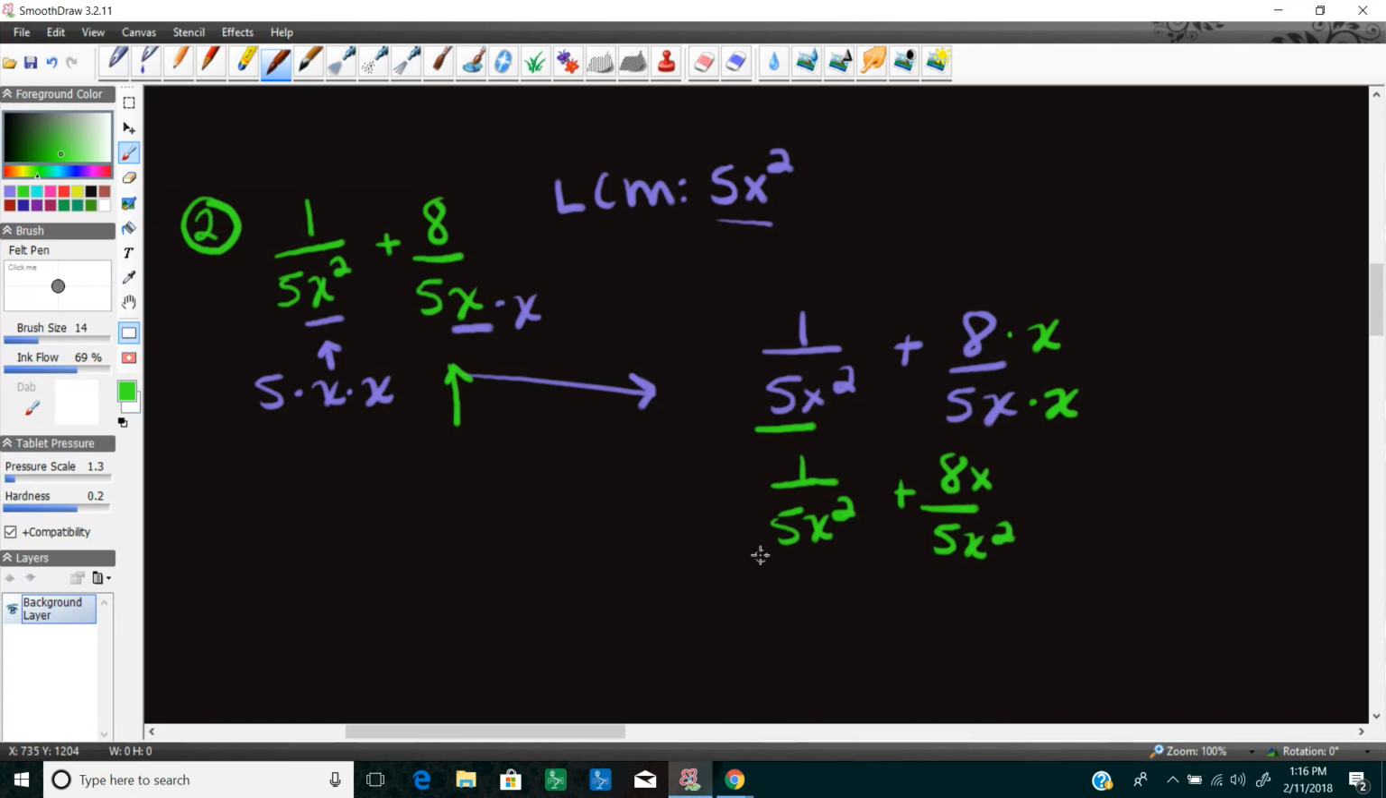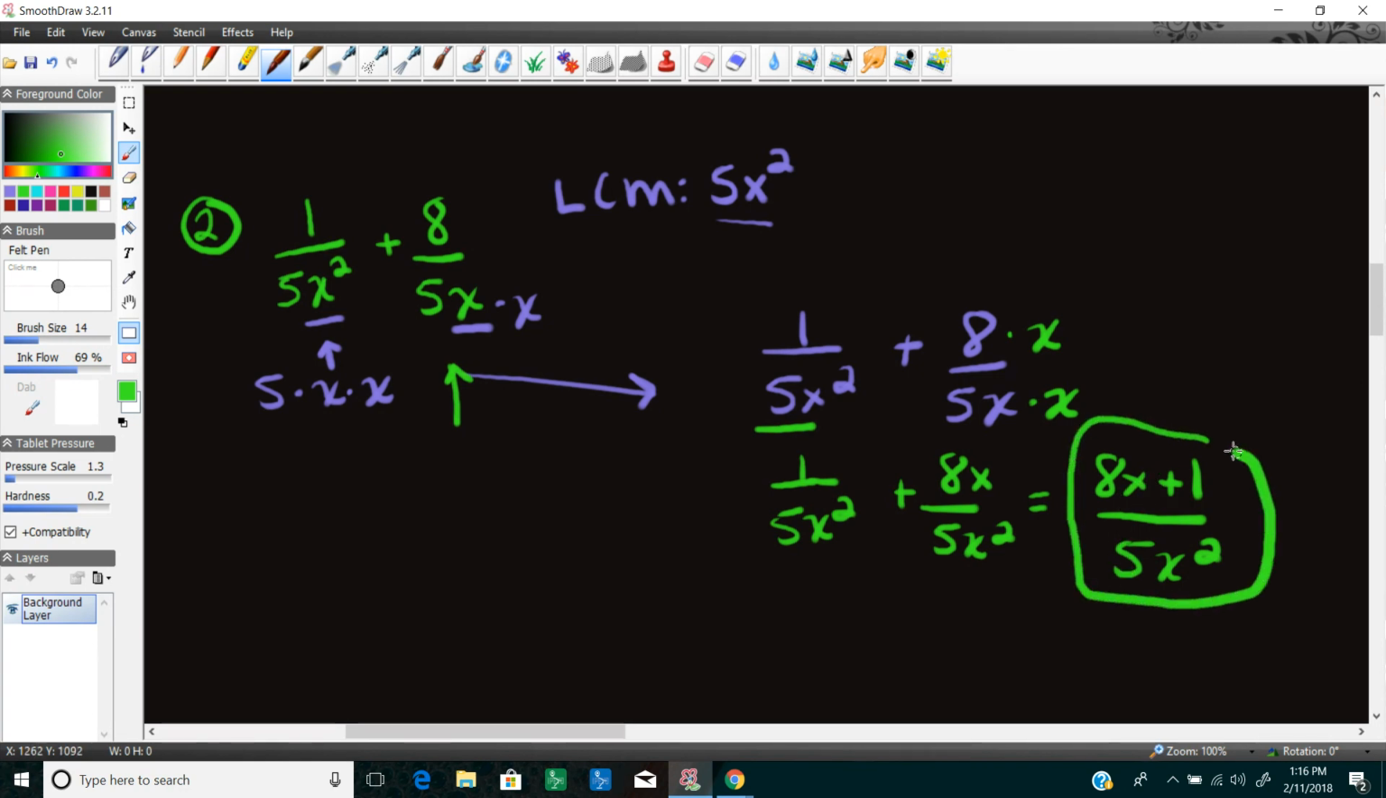And now that I have same denominators, I can go ahead and add the numerators. So 1 plus 8x, I'm going to put the 8x first, just because that's convention, all over 5x squared. And in this case, we really can't do anything to the top or the bottom, so this is just our answer right here.